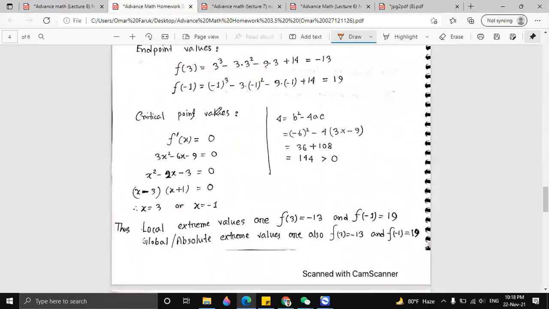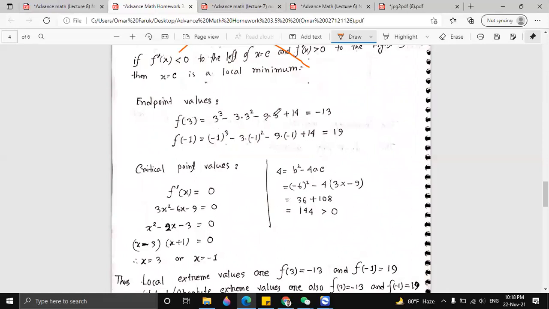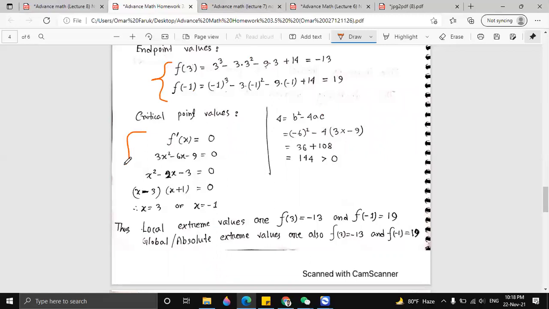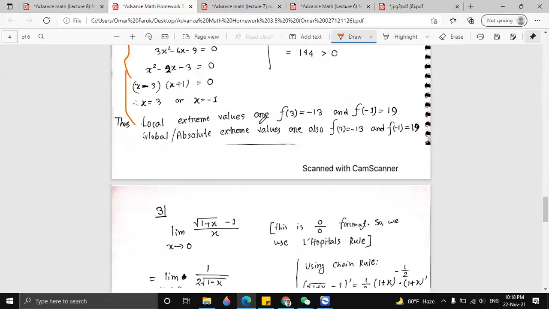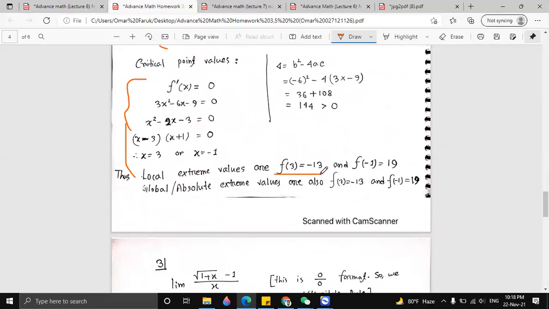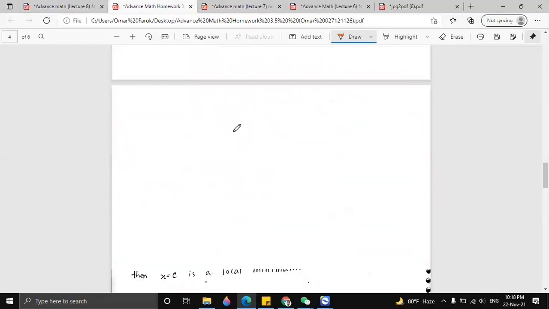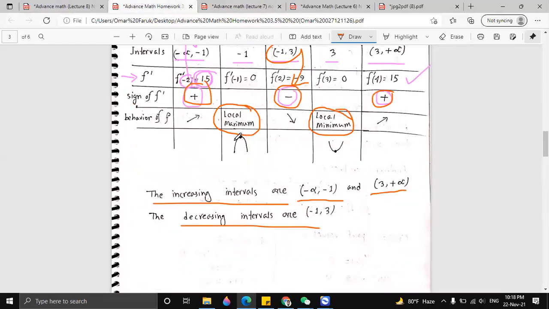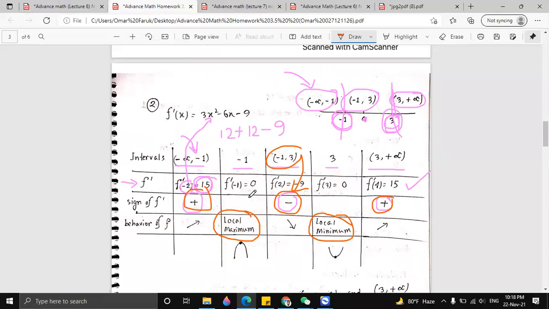Again, we calculate the same thing as I did before, and we get our extreme values. One is f of 3 is equal to minus 13, and another one is f of minus 1 is equal to 19. We already found it here, local maximum and local minimum.